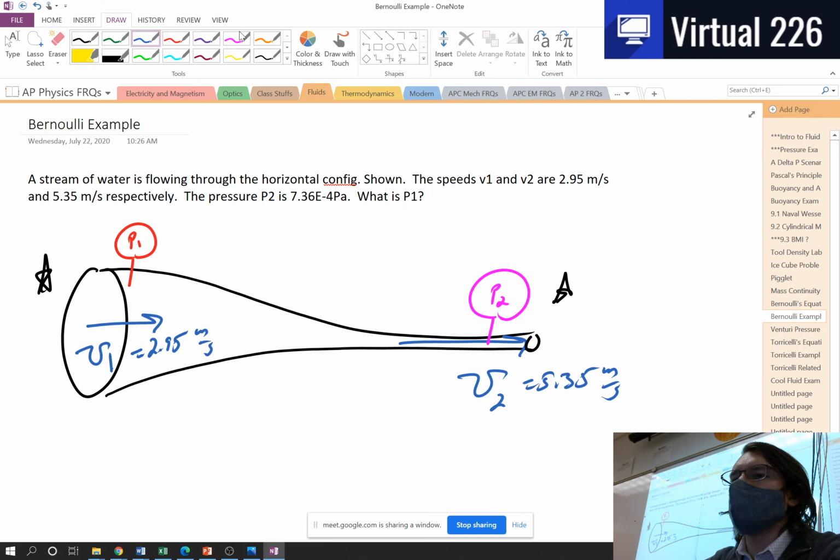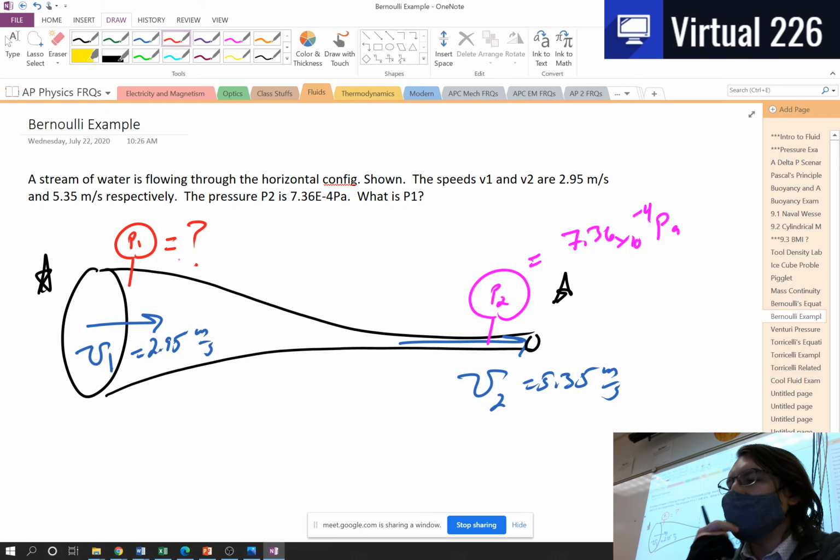We know what the gauge pressure of P2 is. It is equal to 7.36 times 10 to the 4th pascals. What we're looking for in this problem is the gauge pressure at P1. Before we dive into this, what do you think is going to happen to the gauge pressure here? Is it going to increase, decrease, or stay the same? Pause the video, put your guess on a piece of paper, and then unpause it and find out.